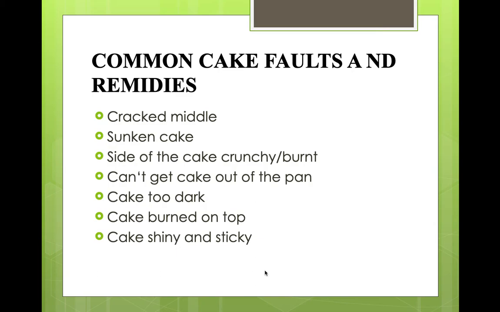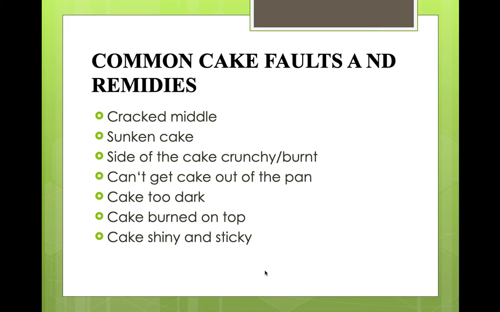Now we come to the common cake faults and remedies found in cake. When you talk about cake faults, you find a crack in the middle of the cake, or a sunken cake. A crack in the middle is due to high oven temperature or improper mixing of the cake. A sunken cake is formed due to a very low temperature and a high amount of shortening being used in the cake.